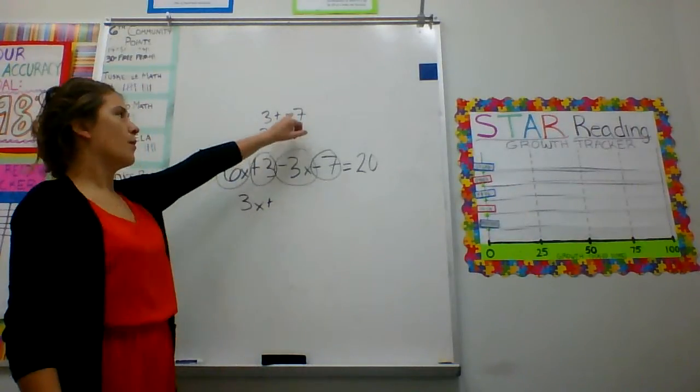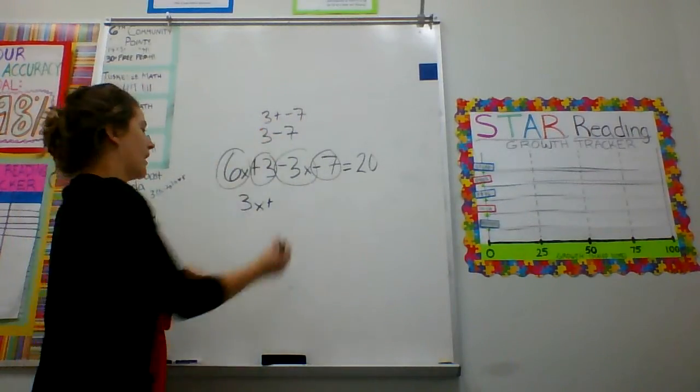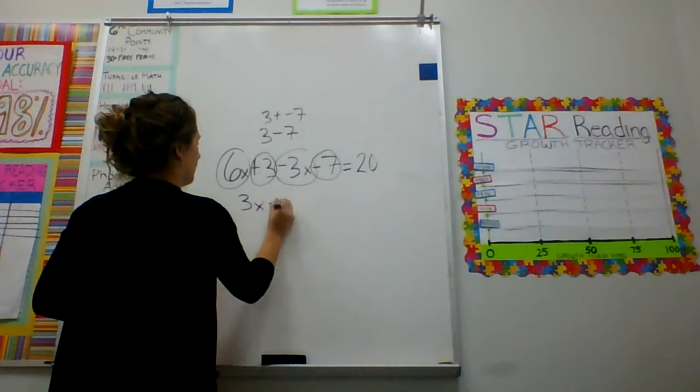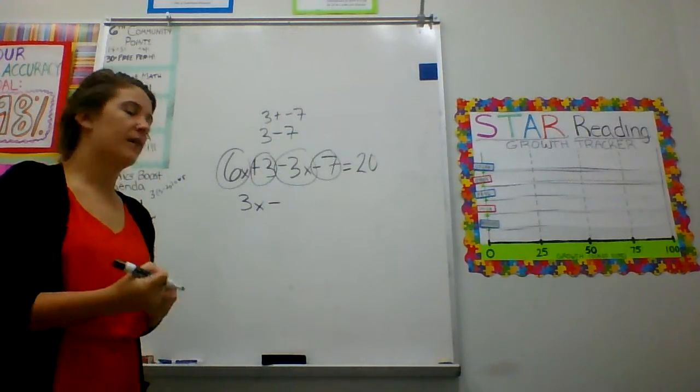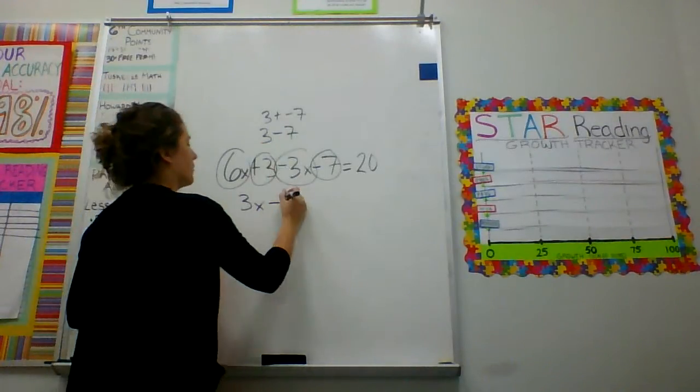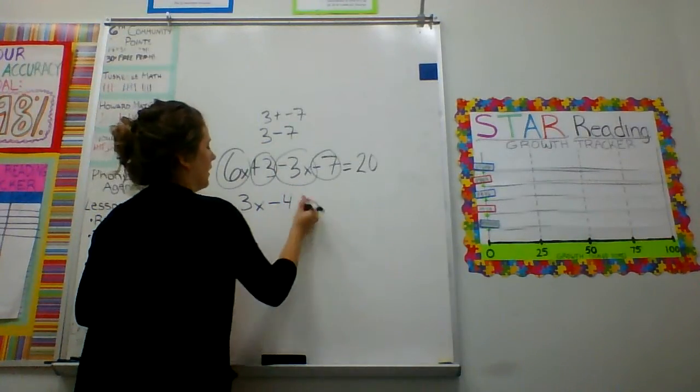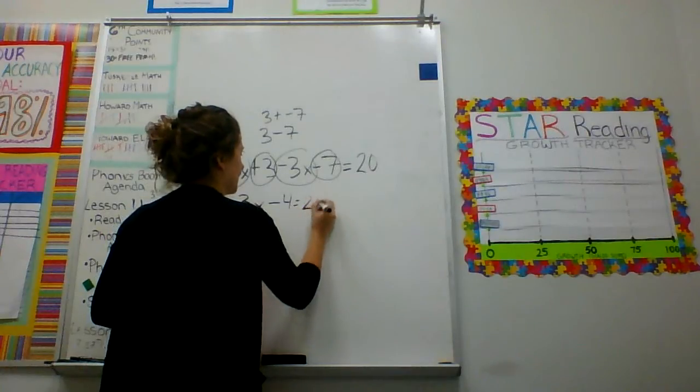Well, I see that there's more bad guys than good guys, so my number has to be negative. And when there's one positive and one negative, I'm going to subtract the two. So 7 minus 3 will give me 4, a negative 4. And that's going to be equal to 20.